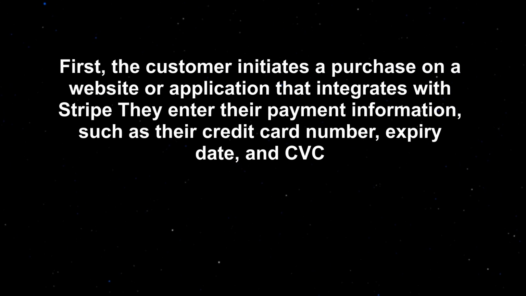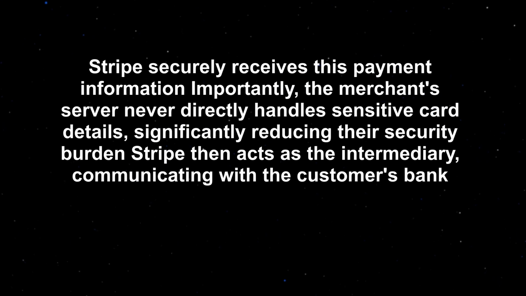Let's get started. First, the customer initiates a purchase on a website or application that integrates with Stripe. They enter their payment information, such as their credit card number, expiry date, and CVC. Stripe securely receives this payment information, and importantly, the merchant server never directly handles sensitive card details, significantly reducing their security burden. Stripe then acts as the intermediary, communicating with the customer's bank.